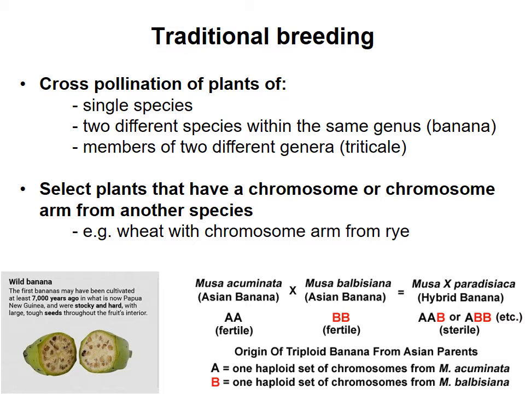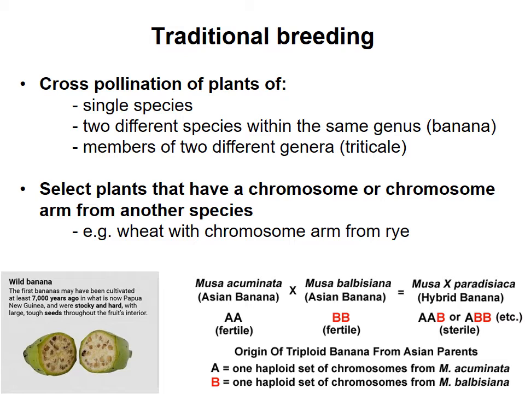While most breeders cross-pollinate plants of a single species, some breeding methods rely on crosses that can be made between two species within the same genus. So, for example, a cross between two different species of Musa produced the sterile banana plants with which we're familiar. Less commonly, the cross is between two members of two different genera.